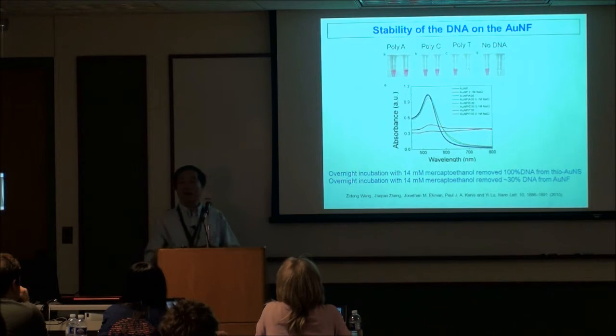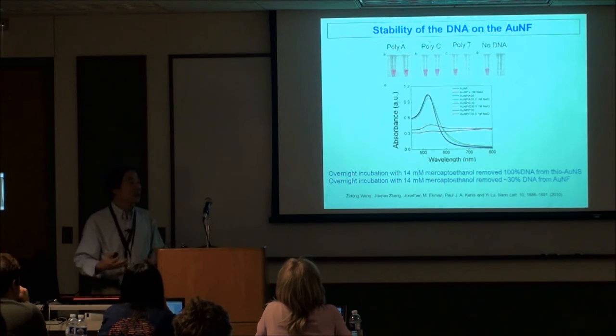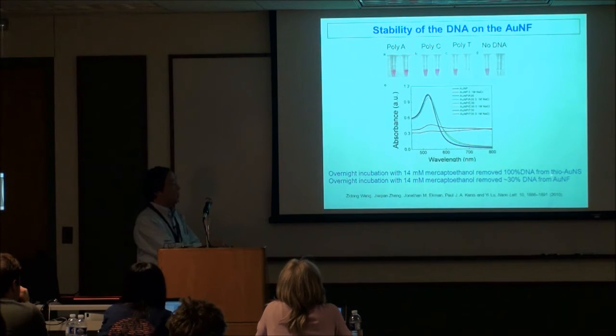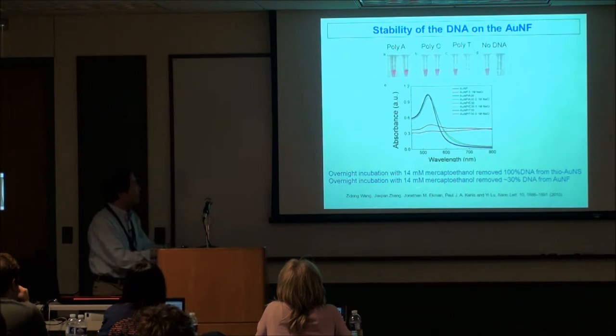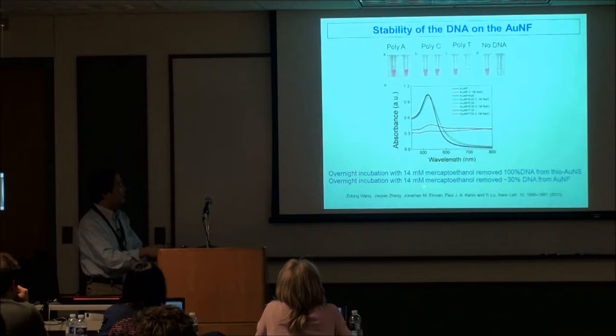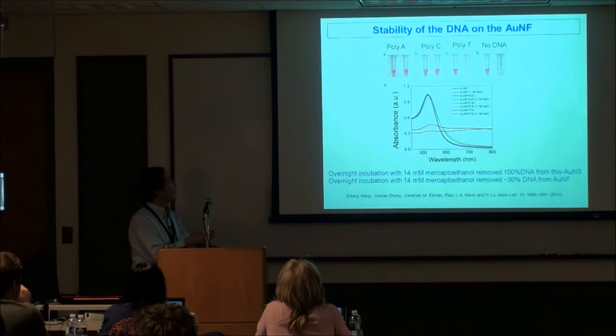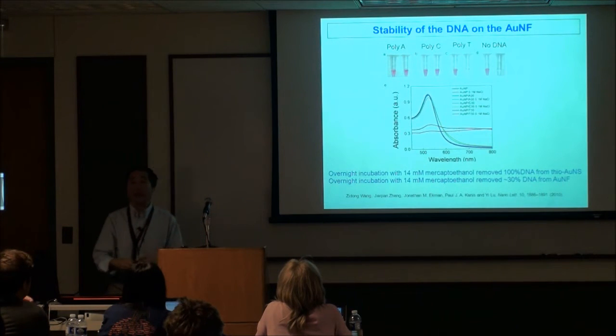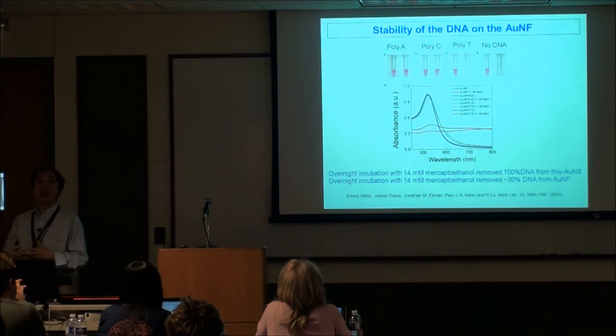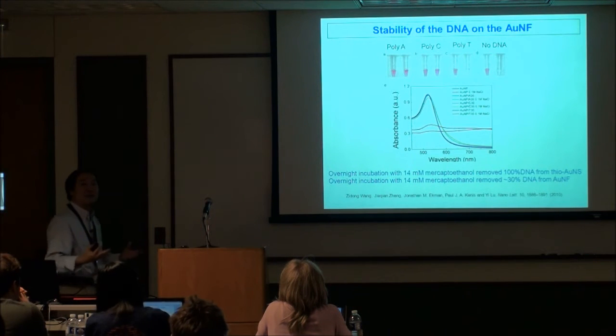Another thing to demonstrate how stable it is: if you do overnight incubation with mercaptoethanol, which is a very popular thiol agent, it can replace 100% of thiol DNA on the gold nanosphere. Again, with the same conditions, but with the nanoflower that we show here, only about 30% is replaced. Around 70% is still maintained in there, because again, we don't even have thiol on the DNA.